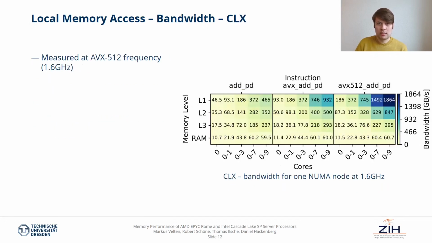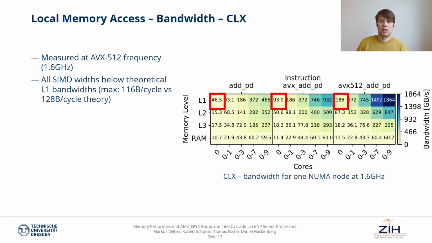And with that, let's take a look at the Cascade Lake results. We measured these at 1.6 GHz, which is the nominal all-core AVX 512 frequency, so lower than the regular nominal frequency. All SIMD widths were below their theoretical L1 cache bandwidth. So for instance, we measured 186 gigabytes a second L1 bandwidth for AVX 512, but expected 204.8.